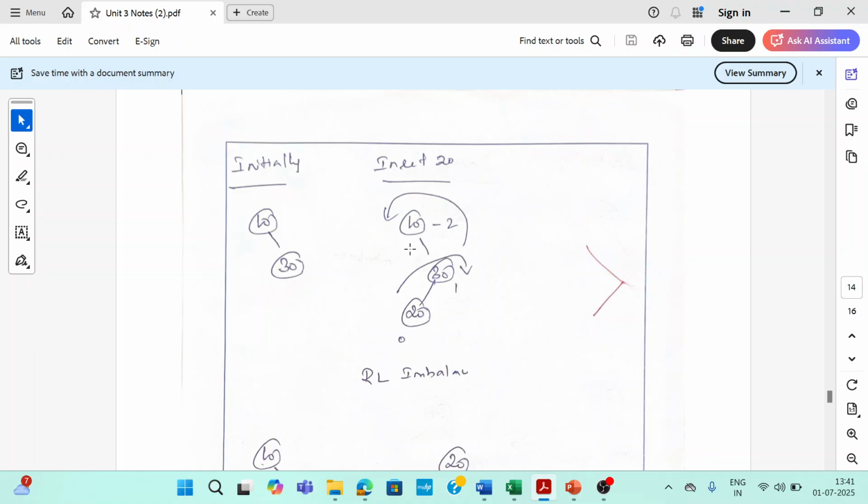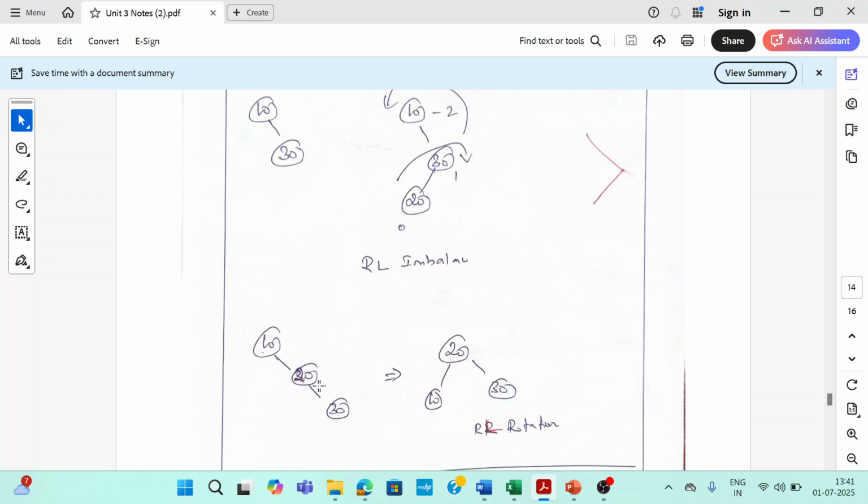So now if you see here, right left imbalance. So now what do we do over here? For right left or left right, we'll perform 2 steps. At first I'll perform the right rotation here. So now what happens? I'll put a nail over here. I'll pull it to the downside. So 20 goes up and 30 comes down. So you can see here 20 goes up and 30 comes down.